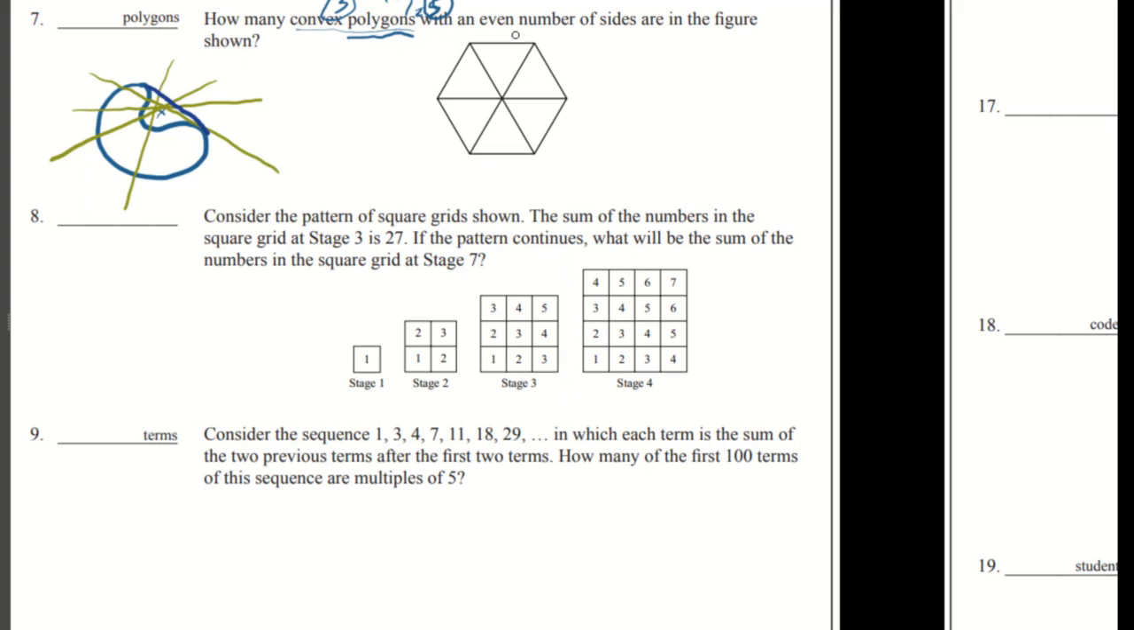How many convex polygons with an even number of sides are in the figure shown? So that one that I just drew had an even number of sides. It had 6 sides, but it wasn't convex. It was non-convex. So we don't want to count that one. So what do you think? Any ideas? You could find all the rhombuses.